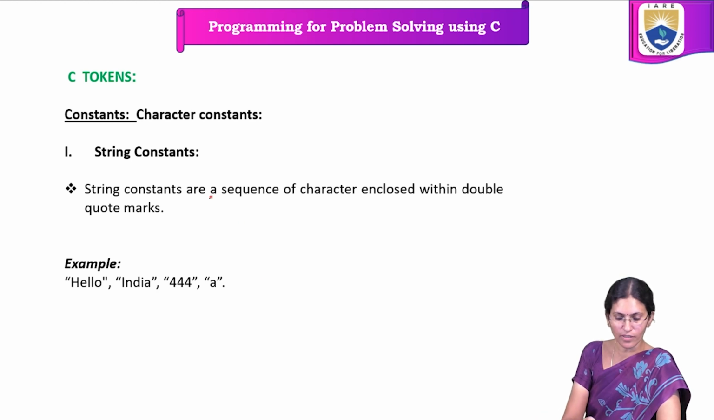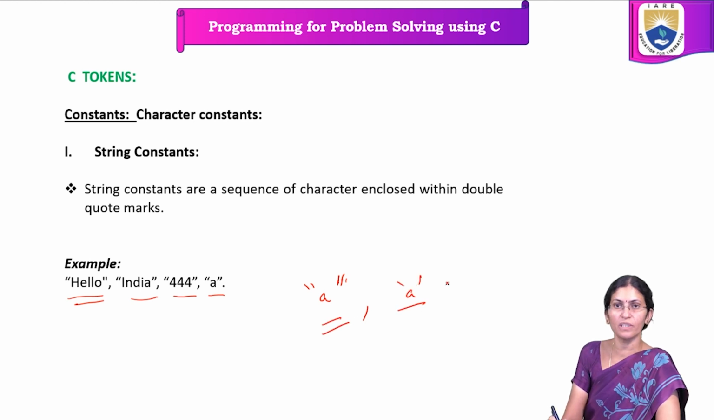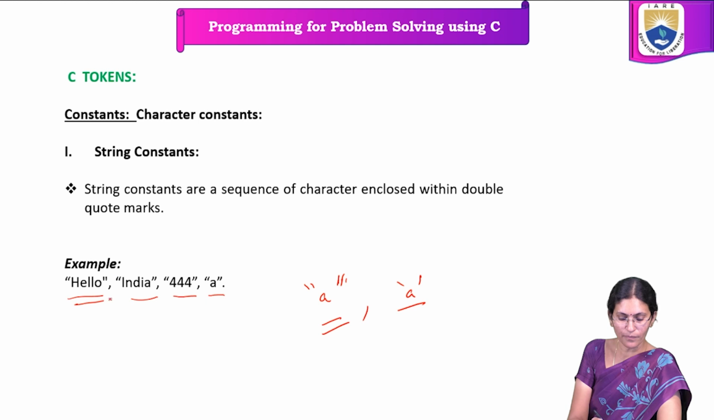Next one is string constants. String constants are a sequence of characters enclosed within double quote marks. These are some valid examples: "hello", "India". You can note here that this is a string in double quotes, whereas this is a character. Both of them are different. Here the length of the string is 1, 2, 3, 4, 5 and 6, because at the end the \0 null character is also added automatically by the compiler.